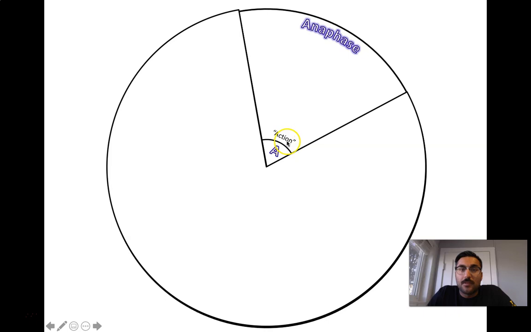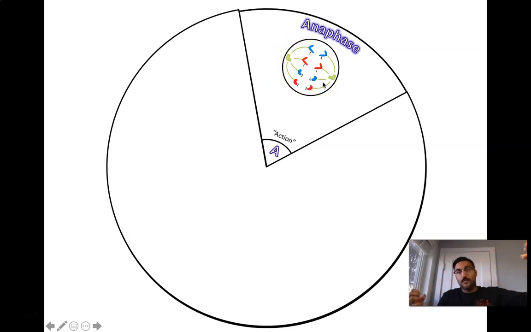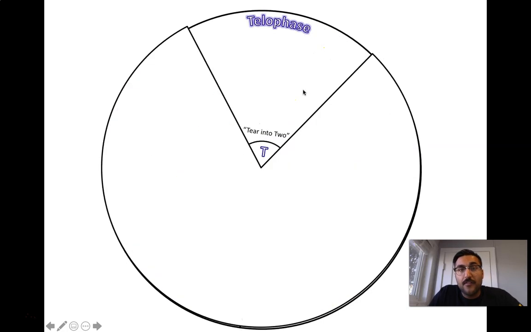Here it says action, but I prefer the word apart. Anaphase, you're going to pull apart. So look at that. Those spindle fibers are yanking on each individual chromosome and they're pulling them apart from the middle. And so you have a separation of each chromosome. Ultimately, half the information is going to end up on one side of the cell. The other half of the information is going to end up on the other side of the cell.